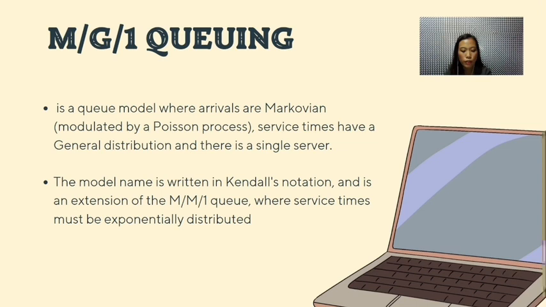Markovian queues, or those with exponential interarrival time and service time, are studied more widely because of the tractability of exponential or Markovian queues. So the M/G/1 queuing model is considered widely used because it uses the exponential distribution, wherein it calculates the time elapsed between the events. The model name is written in Kendall's notation and is an extension of the M/M/1 queue where service times must be exponentially distributed. So as I mentioned earlier, it uses the exponentially distributed.